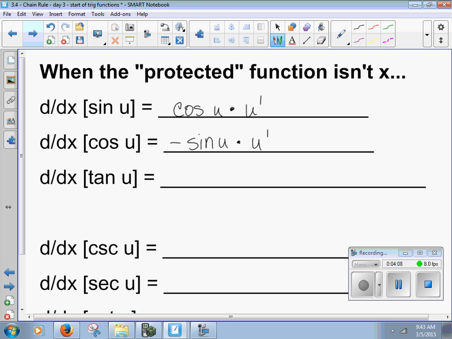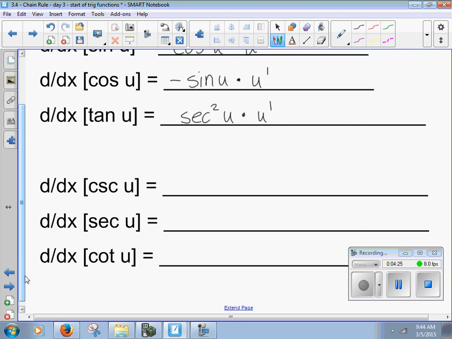Derivative of tangent, if I'm tan, what? I've seced it twice. I know that's incorrect grammar, but I ain't no English teacher. Clearly. I've seced it twice. Cosec it. It's bad if you're cosecing a cot, right? Yes. Times what? Times u prime.